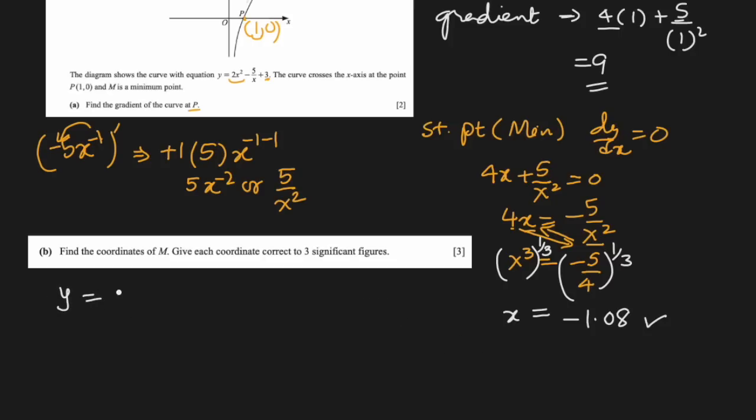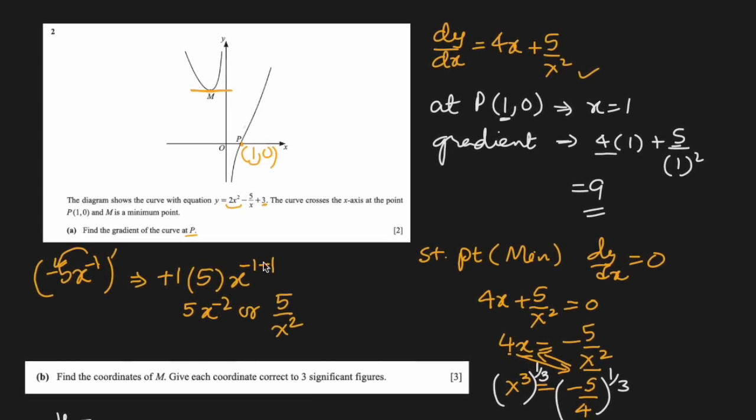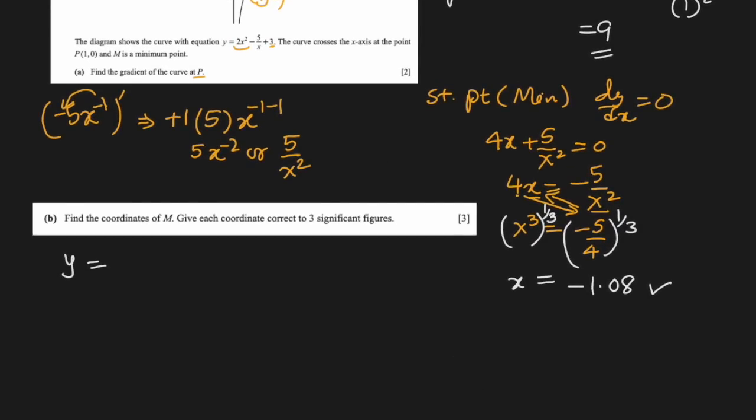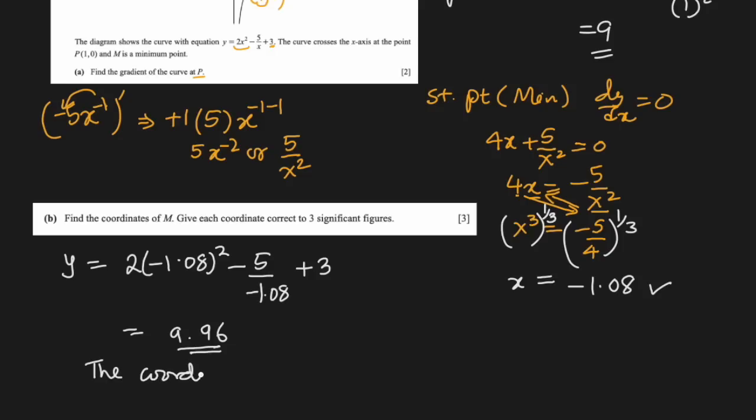For y, we have to use the equation of this particular function, which is 2x squared minus 5 over x plus 3. That's what we will use to find the y coordinate. Put this in a calculator and you'll get the y coordinate as well. What I'm getting is 9.96 to three significant figures. So the coordinates of M are minus 1.08, 9.96 to three significant figures.